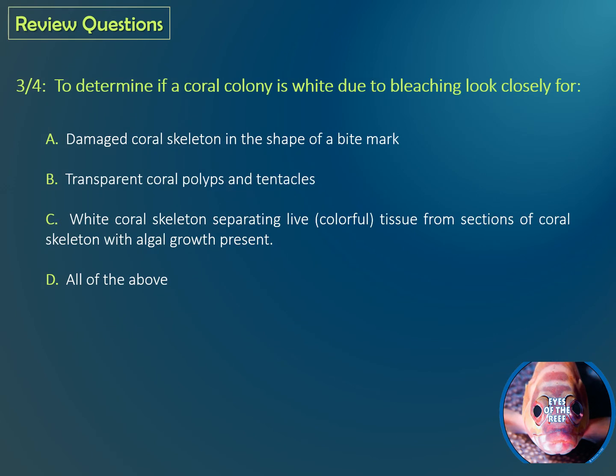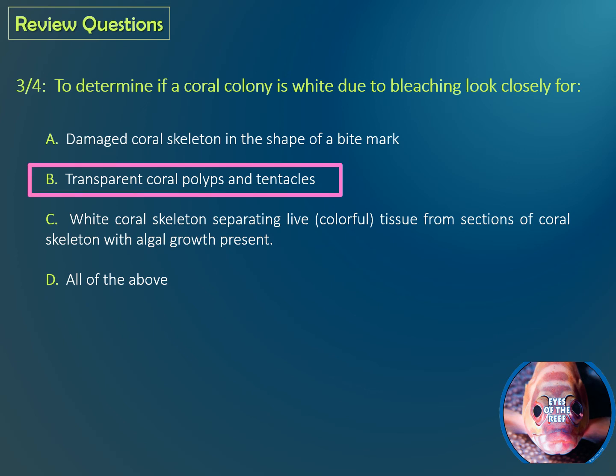Question 3. To determine if a coral colony is white due to bleaching, look closely for A, damaged coral skeleton in the shape of a bite mark, B, transparent coral polyps and tentacles, C, white coral skeleton separating live, colorful tissue from sections of coral skeleton with algal growth present, or D, all of the above. If you said B, transparent coral polyps and tentacles, you're correct.